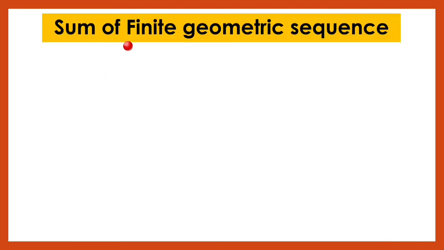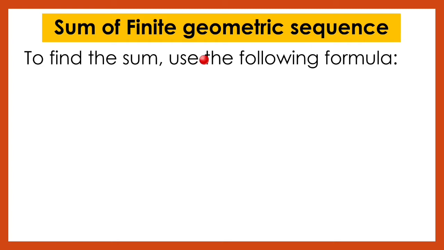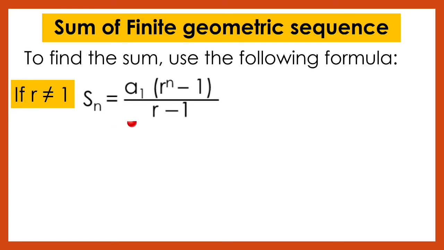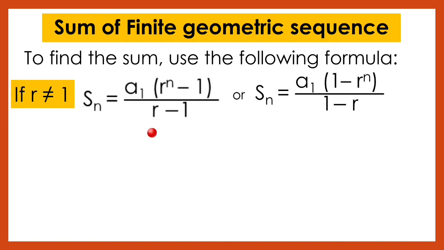Let us have the sum of finite geometric sequence. Paano ba makukuha yung sum ng finite geometric sequence? To find the sum, use the following formula. If R or common ratio is not equal to 1, use the formula S sub n equals a sub 1 times R raised to n minus 1 all over R minus 1, or S sub n equals a sub 1 times 1 minus R raised to n all over 1 minus R.